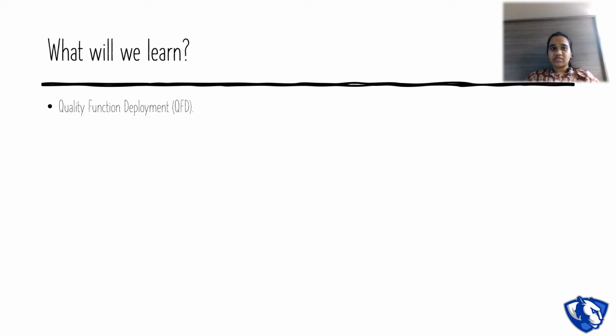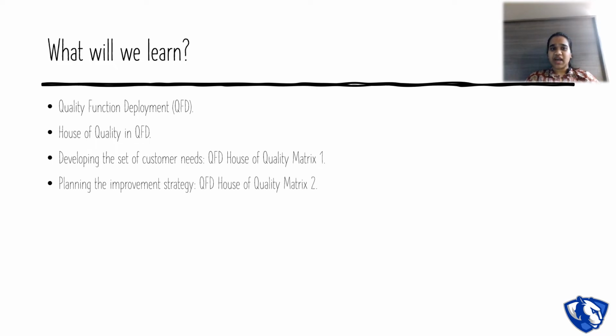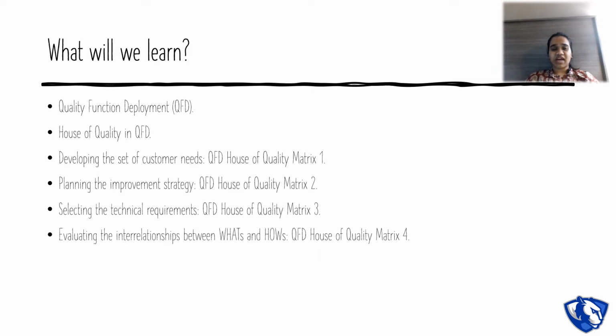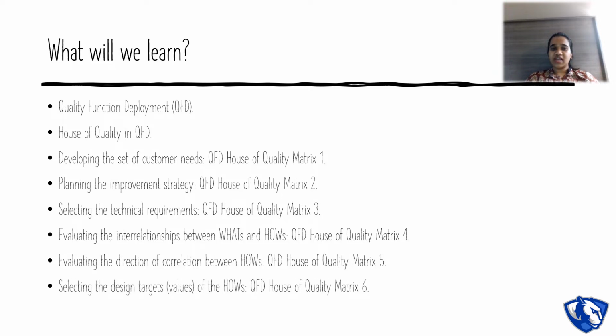What will you learn from this project? We'll be learning what is quality function deployment, what is house of quality. House of quality has six matrices which involve developing the set of customer needs, planning the improvement strategy, selecting the technical requirements, evaluating the interrelationships, evaluating the direction of correlation, and selecting the design targets.